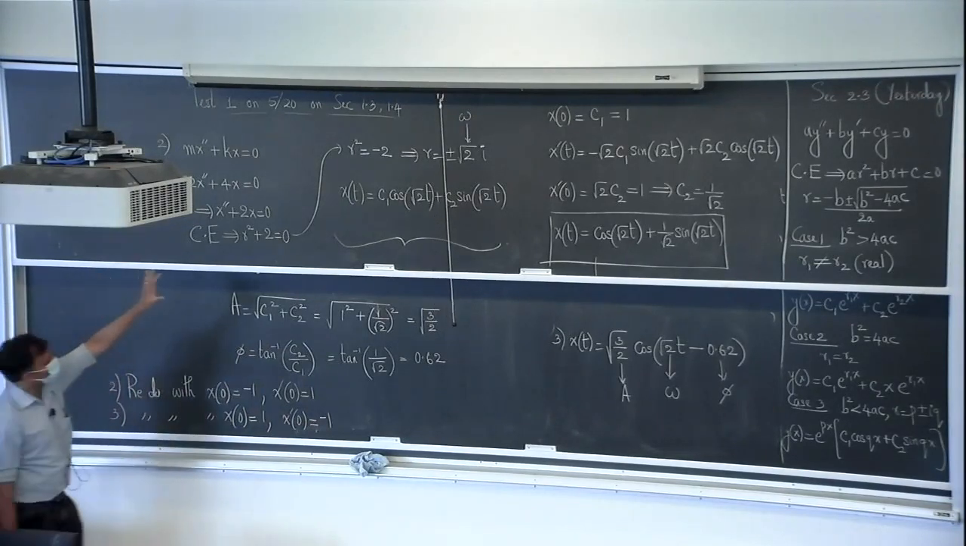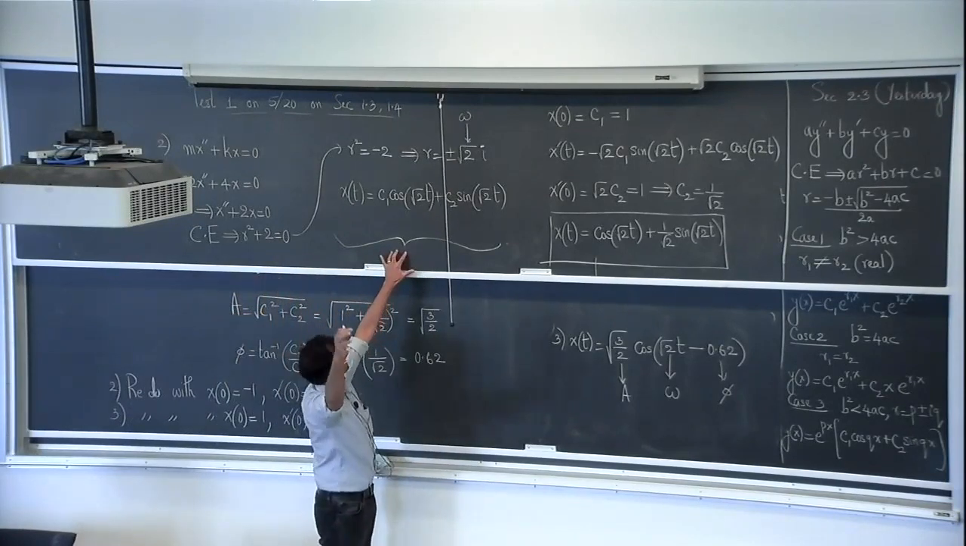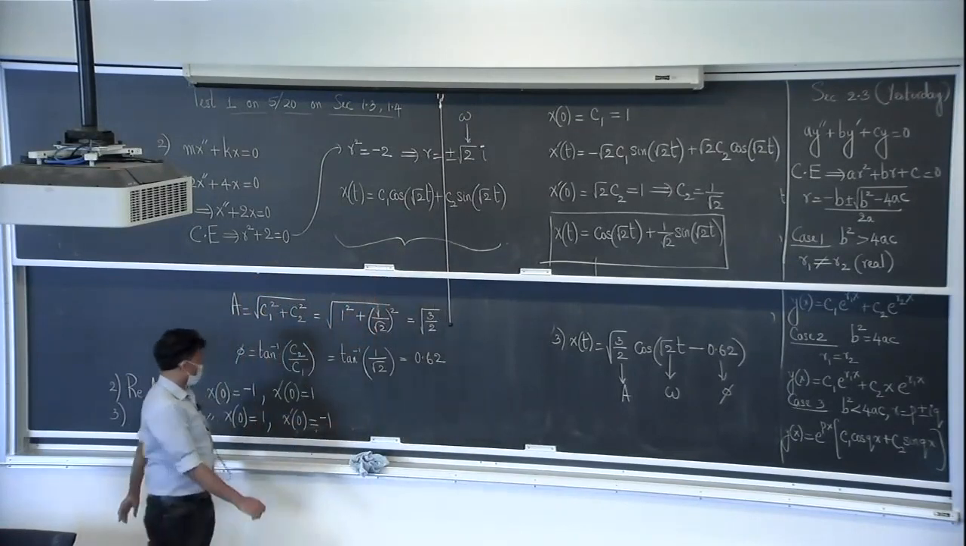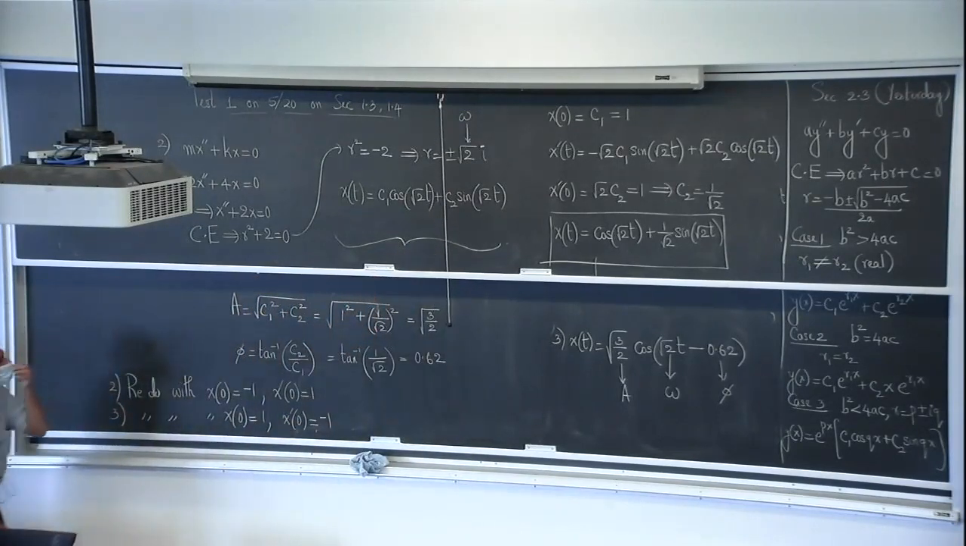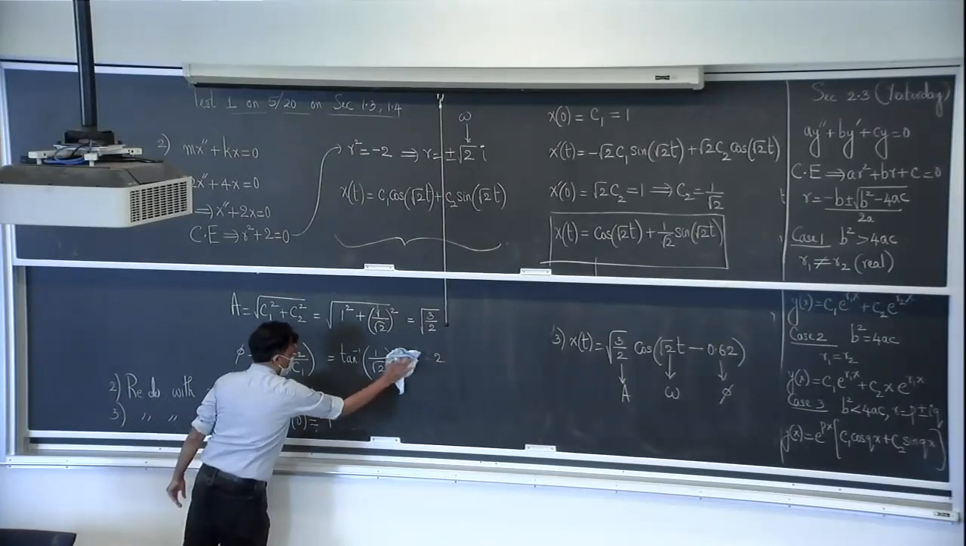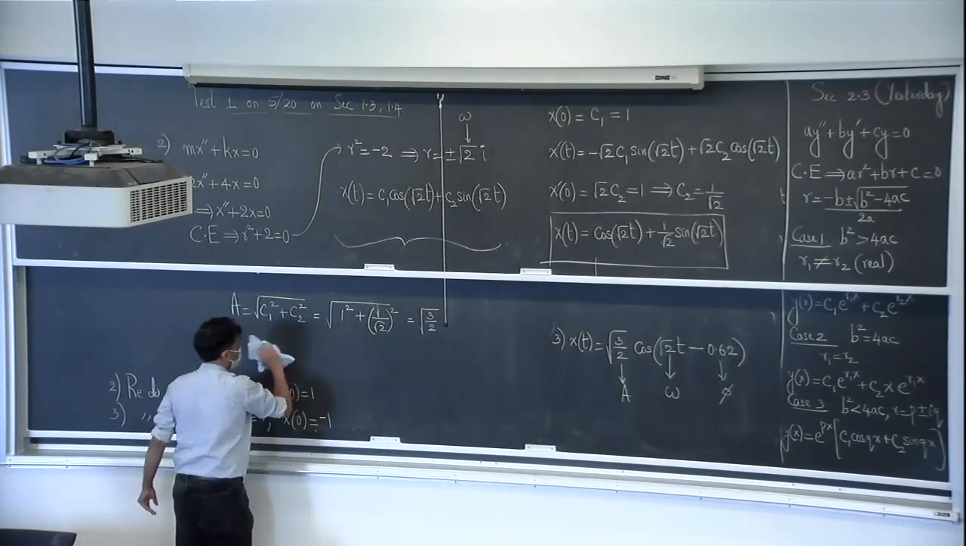So you can kind of start from here. You don't have to go back and redo the whole problem. This solution is still the same. It's the values of C1 and C2 that are going to change. Even the amplitude is the same.